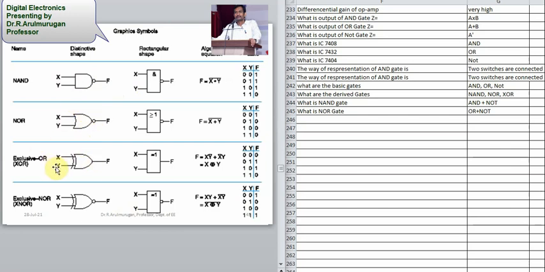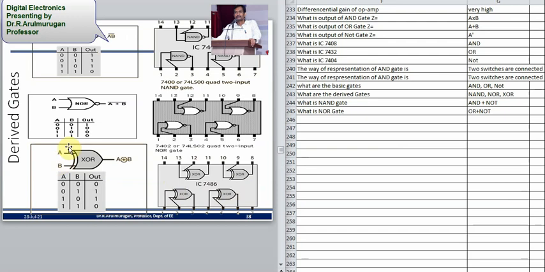What is XOR gate? XOR gate means X into Y bar plus X bar into Y. So two ANDs are added, and this AND plus that AND, two ANDs added, is called the XOR gate.